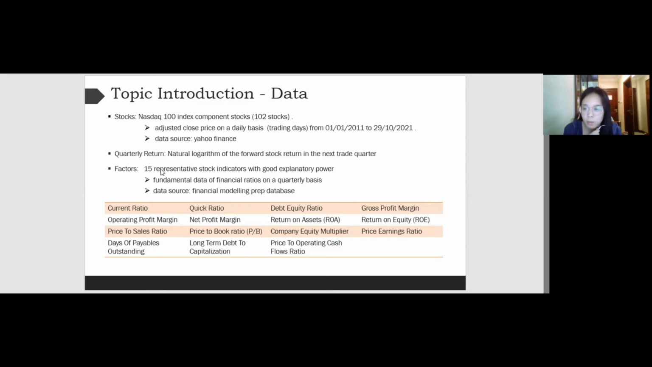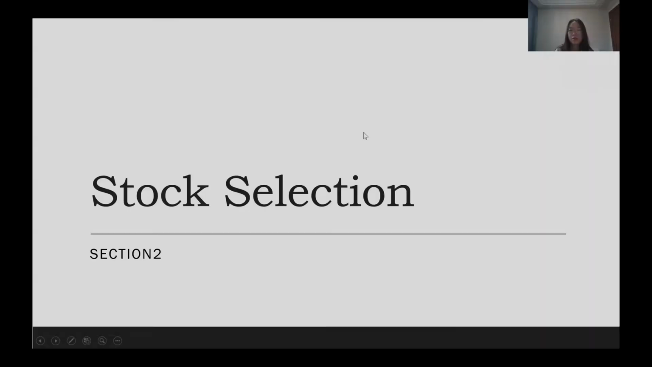As we mentioned before, we use fundamental financial ratios to reflect a company's intrinsic value, such as current ratio and return on asset. But it is a limitation that we can only obtain the quarterly basis data according to the company's report releasing time. Now hand over to Mengjia to show you the stock selection.